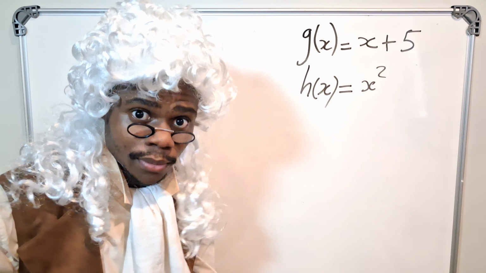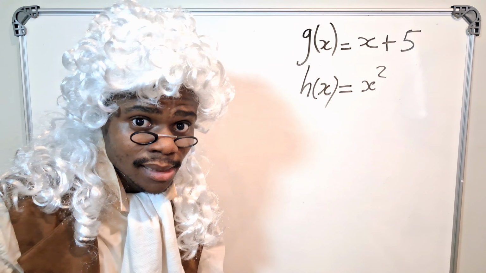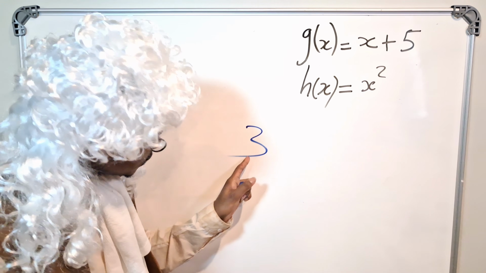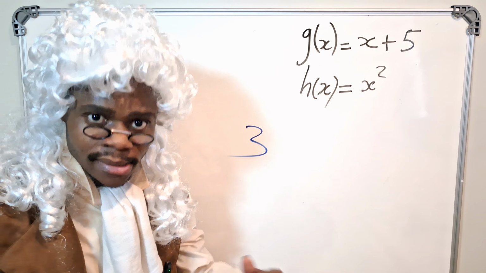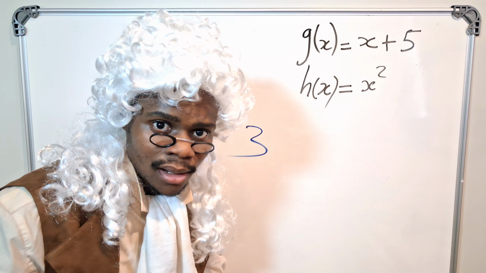Composition of functions are pretty simple, okay? I have two functions. I have g of x, I have h of x. Basically, what it means is, I'll give you an example. Number 3, this is number 3. We first take the number 3, put it into g of x, and that answer we get, we're going to take it and put it into h of x. That's pretty much it. I'll give an example.